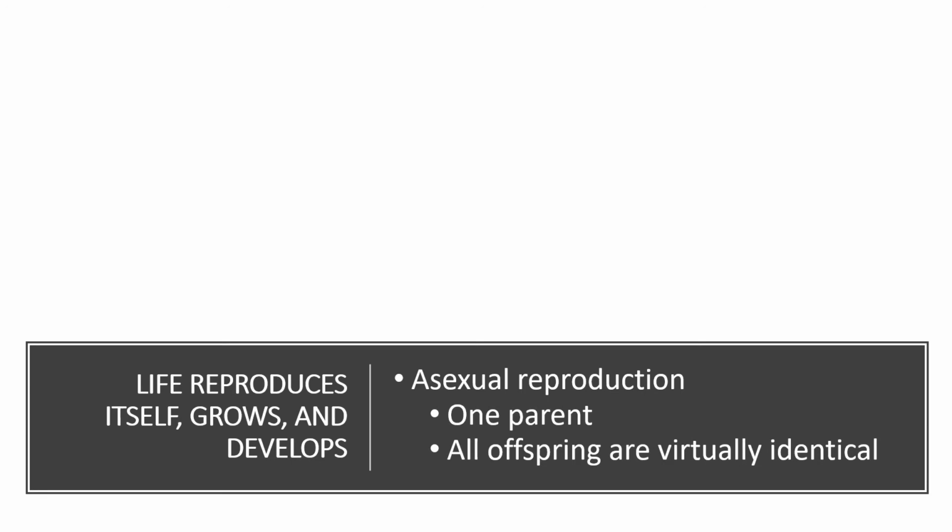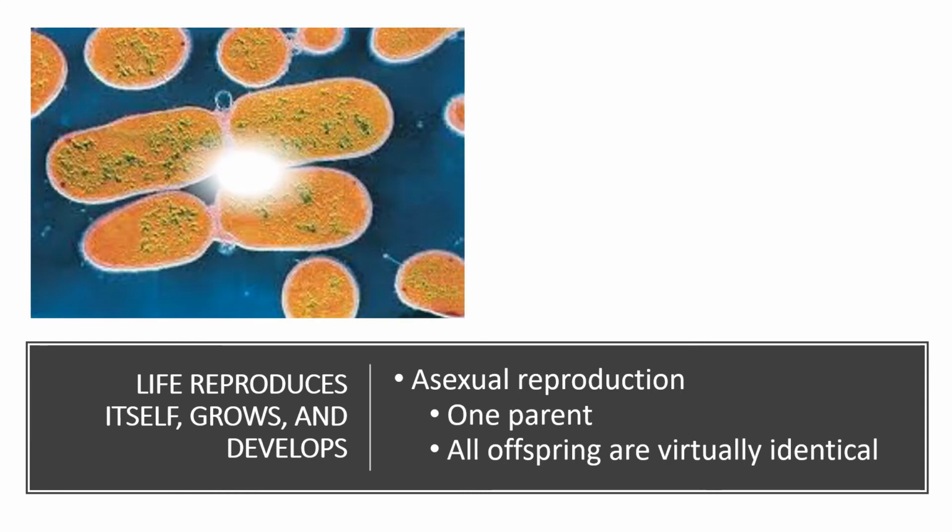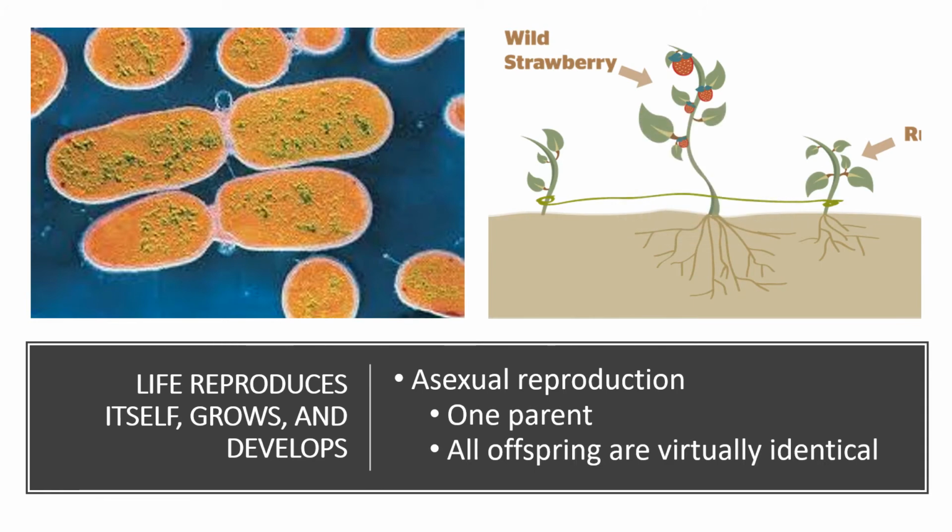So in asexual reproduction, genetic information comes from only one parent, and all offspring are virtually identical. One-celled organisms, such as bacteria, reproduce asexually by doubling and then dividing the contents of the cell. Many multicellular organisms also reproduce asexually. Another example is a strawberry plant. For instance, they produce runners, as you can see in the picture, that sprout leaves and roots, forming new plants that are identical to the parent.